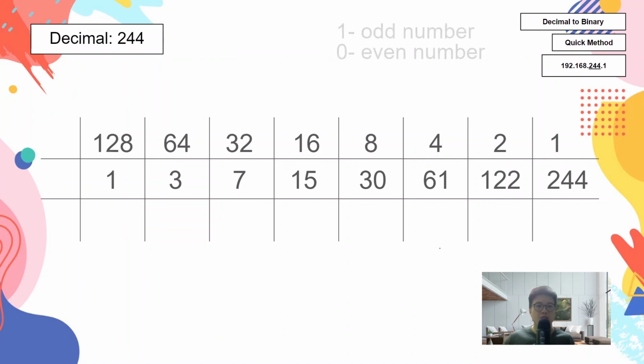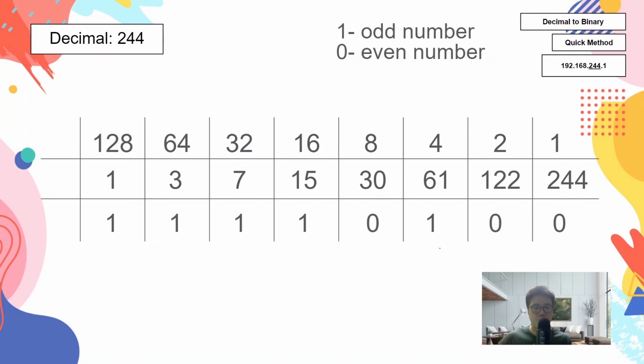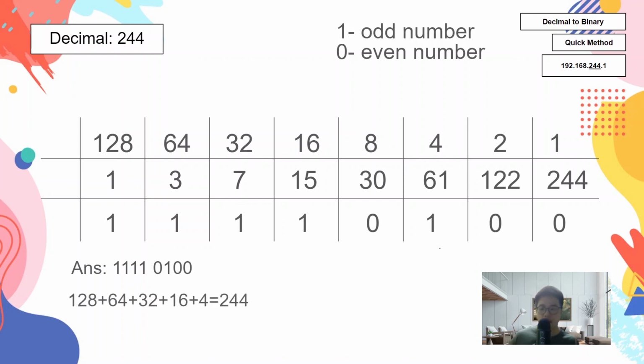Next, those that are odd numbers, you put as 1. Even numbers, you put as 0. So you can see here, I've put all the odd numbers as 1 and the rest as 0. And the answer is 1111 0100. There you have it. You can also double check your answer, which is 128 plus 64 plus 32 plus 16 plus 4 equals 244.